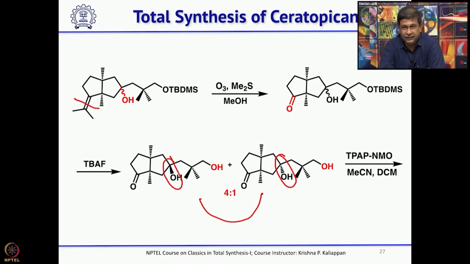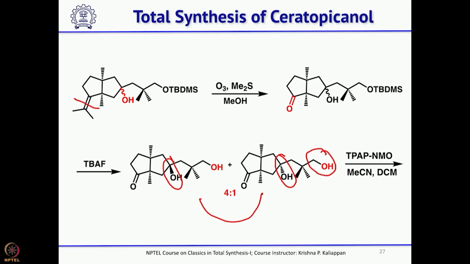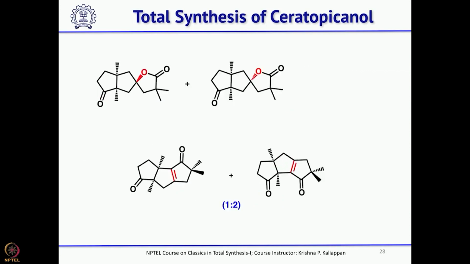Now, if you treat with TPAP, that is tetra-N-propyl ammonium perruthenate, NMO is a co-oxidant, and you use a catalytic amount of TPAP. So, that will oxidize the primary alcohol to aldehyde, and immediately the tertiary alcohol will cyclize to form the lactol, and further oxidation gives the corresponding lactone. Okay. So, once you have this lactone, this on treatment with methane sulfonic acid and P2O5.